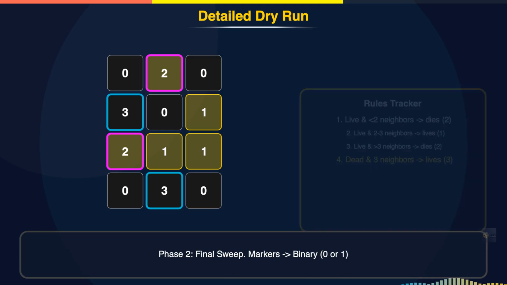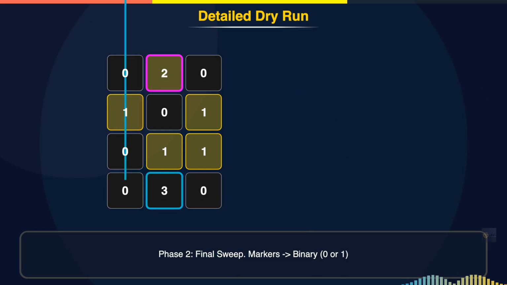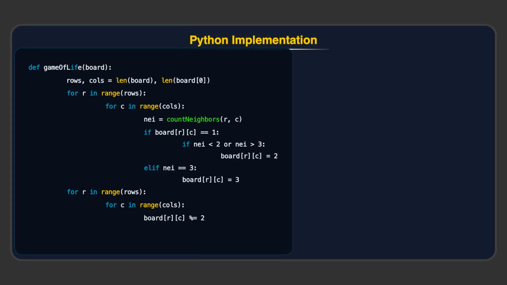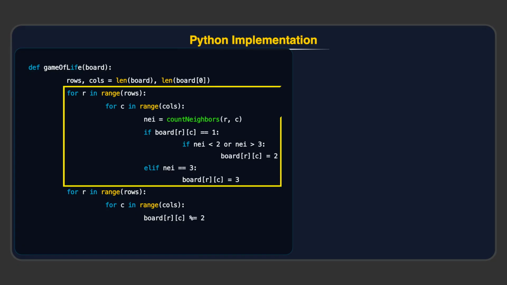After marking the entire board, we perform our final sweep. All 2s flip to 0, and all 3s flip to 1. The transformation is complete. In our Python code, we iterate through every row R and every column C. For each cell, we call a helper function to count its live neighbors.